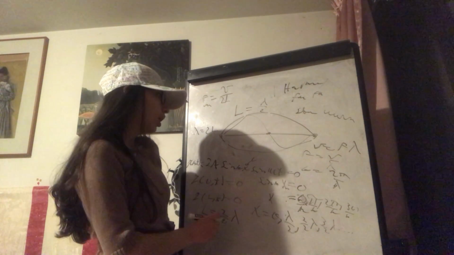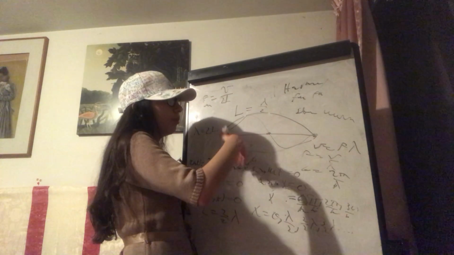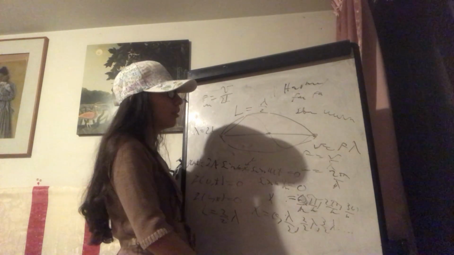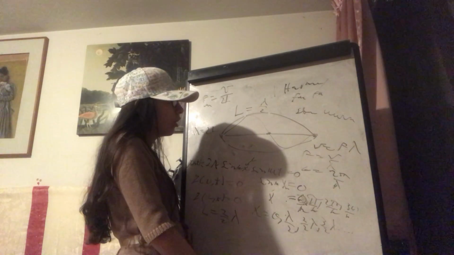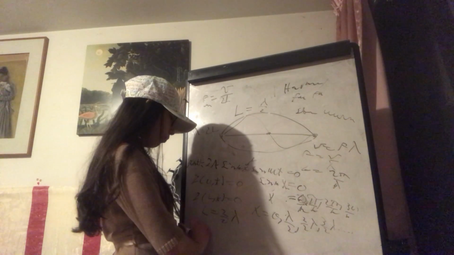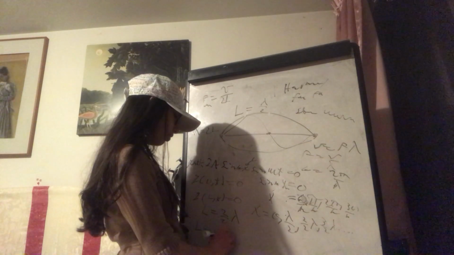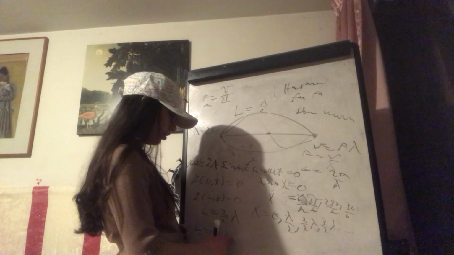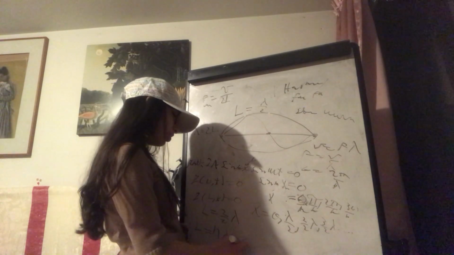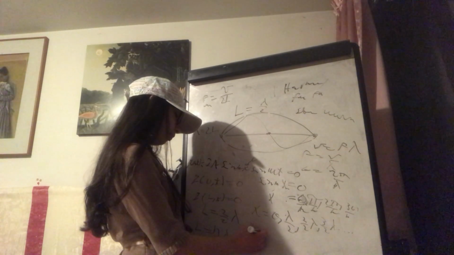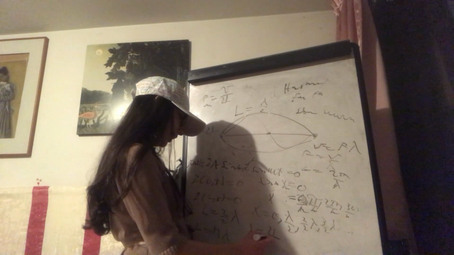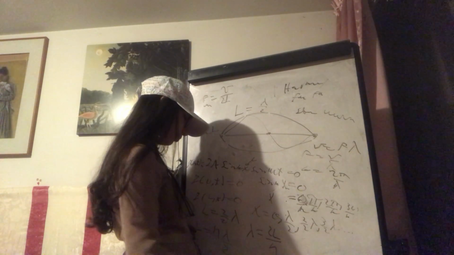And this is because in order to have this sinusoidal pattern, we need the length to be a multiple of half of the wavelength. So let me call it n times half the wavelength. So the wavelength would be 2 times the length divided by n.